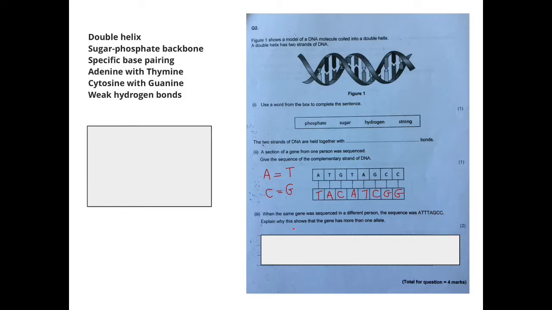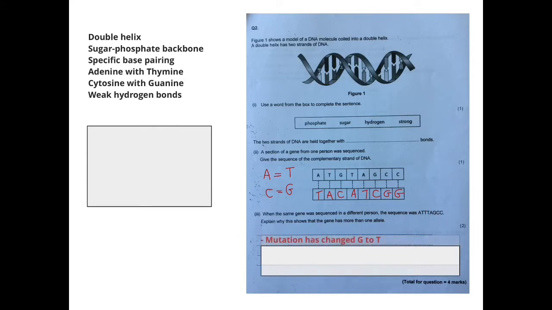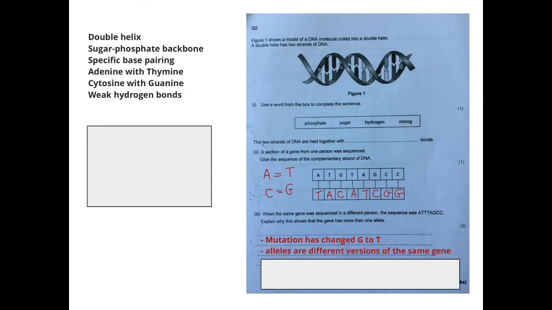It says, explain why this shows that the gene has more than one allele. Explain means give a reason for. So what has created this version of the gene? How has it changed? You would say a mutation, or a genetic mutation, has changed G to T. And then the tricky part, it's also asking you to define what is meant by an allele. So you justify your knowledge of what an allele is, which I'm sure you probably know.